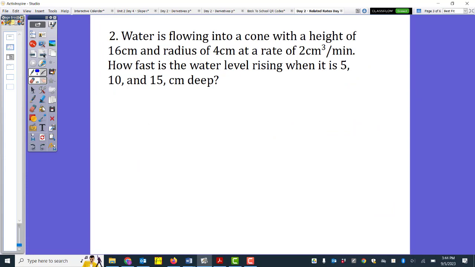Water is flowing into a cone with a height of 16 centimeters and a radius of 4 centimeters at a rate of 2 centimeters cubed per minute. How fast is the water level rising when it is 5? And we'll just stick with 5 centimeters deep. Okay? So, water flowing into a cone. Here's a cone, and I'll make it perfectly circular. There's some water level in here.